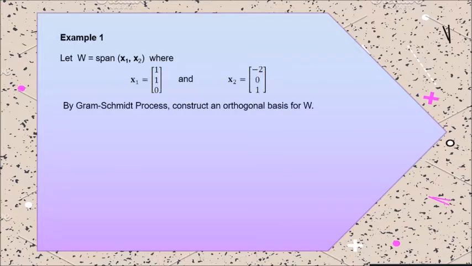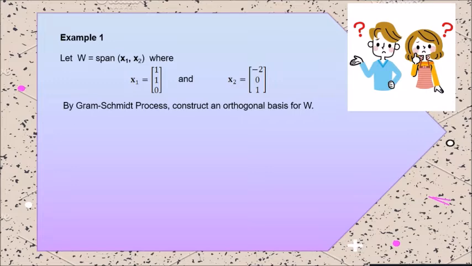Let W equal the span of {x1, x2}, where x1 is equal to (1, 1, 0) and x2 is equal to (-2, 0, 1). The question asks: by using the Gram-Schmidt process, construct an orthogonal basis for W. So, how are we going to solve this question?